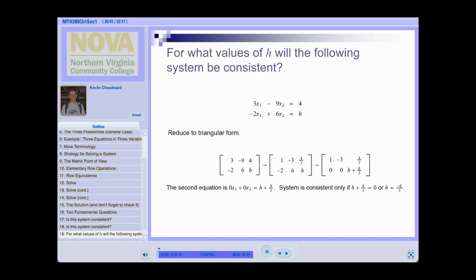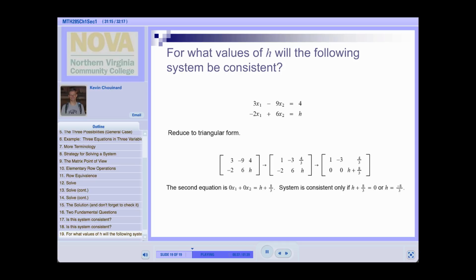One final example here. For what values of h will the following system be consistent? 3x sub 1 minus 9x sub 2 equals 4. Negative 2x sub 1 plus 6x sub 2 equals h. And so we can try to reduce this into some sort of triangular form here. Okay, well, what can we do here? For starters, we could take the top row and divide it by 3. That gets us a 1 in the upper left-hand corner, which we particularly like.